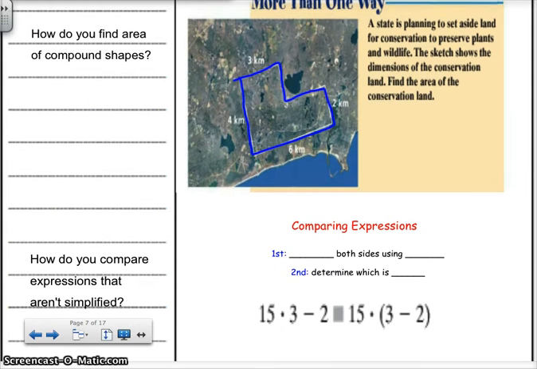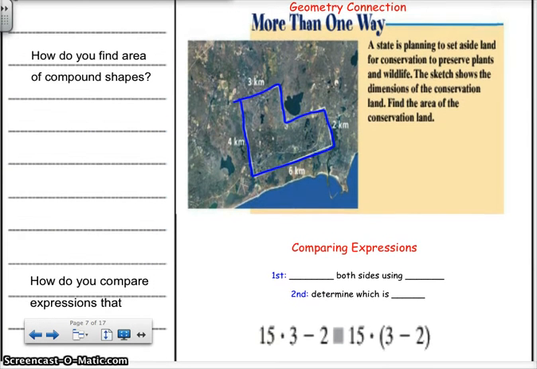Okay, order of operations can be connected to geometry when you're talking about land area and compound shapes. The problem here says the state is planning to set aside land for conservation to preserve plants and wildlife. The sketch shows the dimensions of the conservation land. Find the area of the conservation land. So anytime I see a compound shape, which is two shapes put together, I always try to break it into shapes that I know and then add them up.